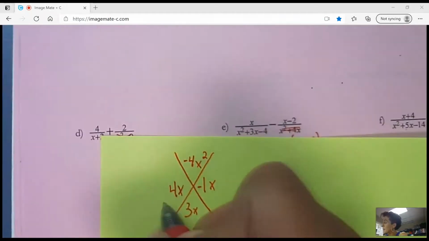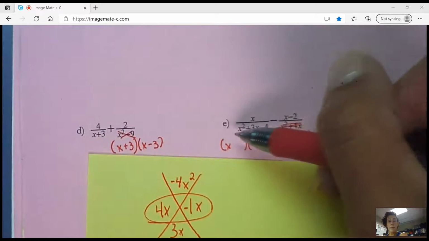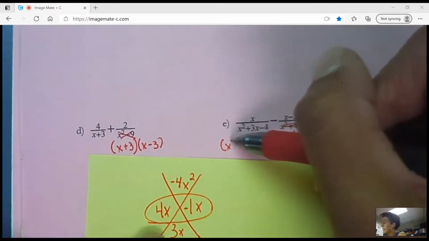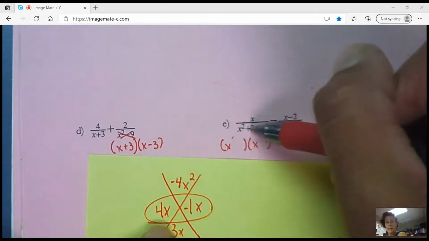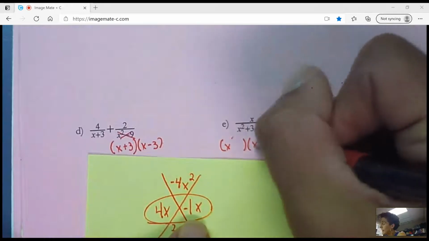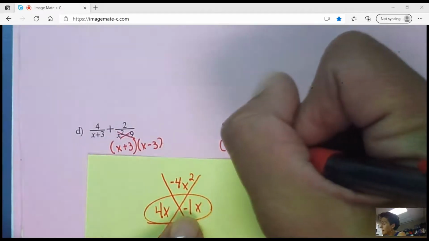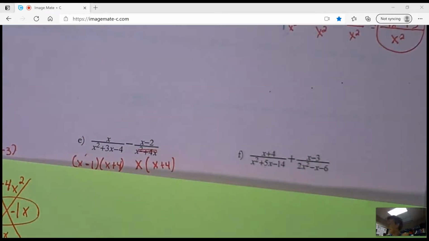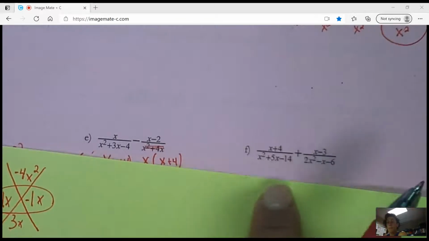And now I'm going to use these loops here to make these numbers. So since they're both x, they can make either one of these. So x times what makes the 4x, that would be a positive 4. And x times what makes the negative 1x? Well, that's a negative 1. I'm going to keep factoring. Let's get all this factoring done. The good news is I only have to factor the denominator.